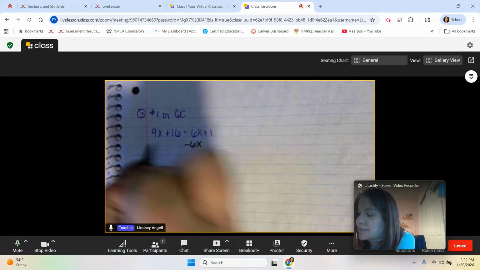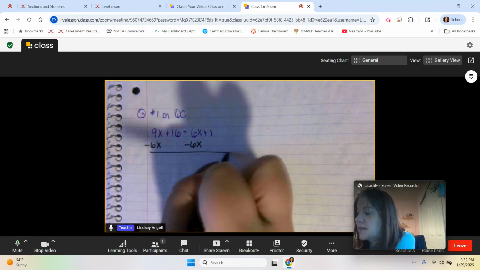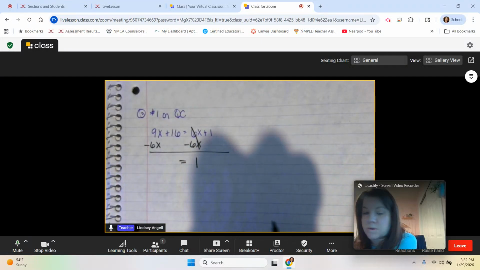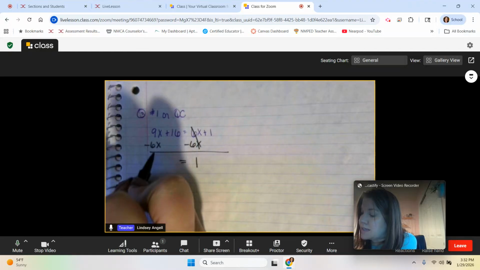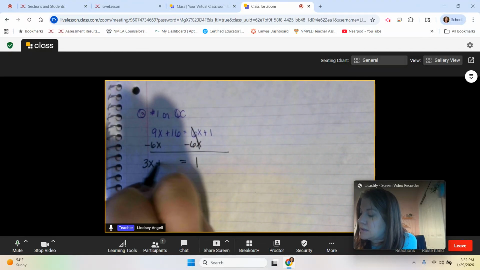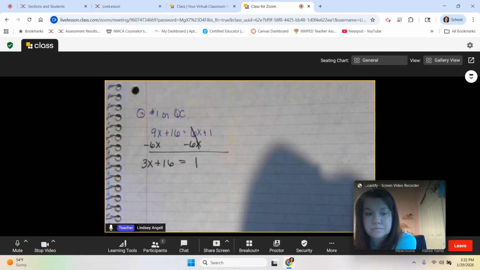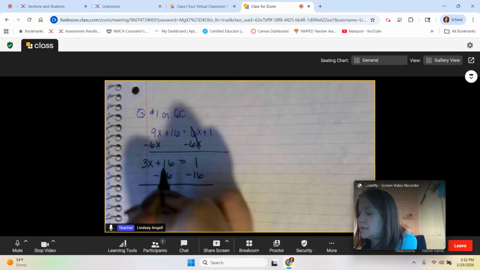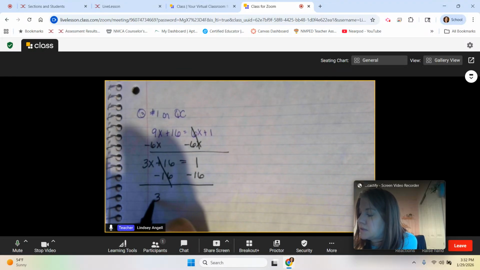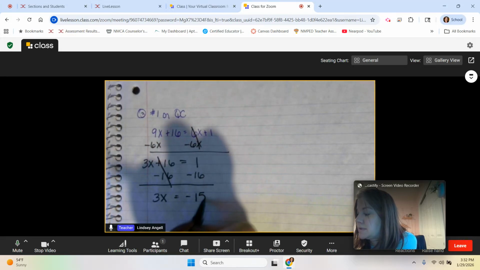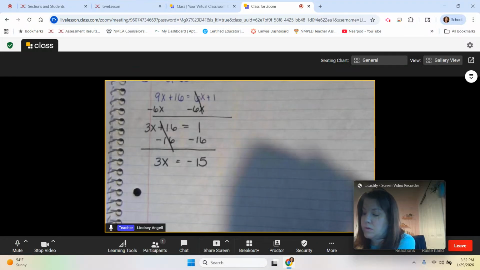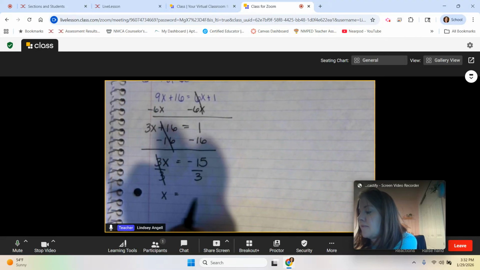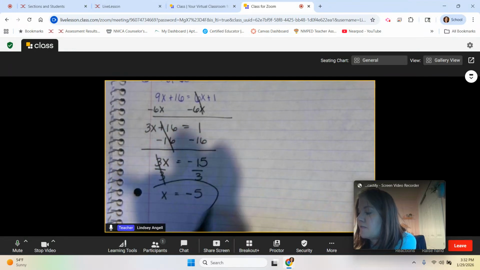I'm going to subtract 6x from both sides. 6x minus 6x is 0. So those cancel, we're left with 1. 9x minus 6x is 3x, and then we still have plus 16. I'm going to subtract 16 from both sides. 16 minus 16 is 0. Those cancel. I'm left with 3x equals negative 15. And then divide both sides by 3. They'll cancel on the left. We have x is equal to negative 5.